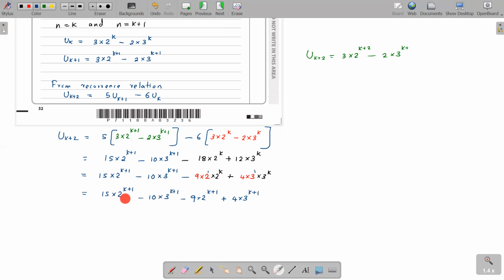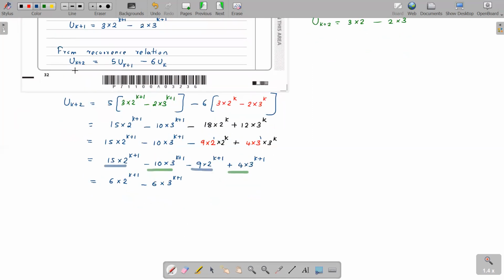15 times 2 to the power k plus 1 minus 9 times 2 to the power k plus 1. So this is 15a minus 9a. 15 minus 9, these are like terms. Do you see? These two like terms, 15 minus 9 is 6 times 2 to the power k plus 1. The other pair of like terms are minus 10 times 3 to the power k plus 1 plus 4. Minus 10 plus 4 is minus 6 times 3 to the power k plus 1.